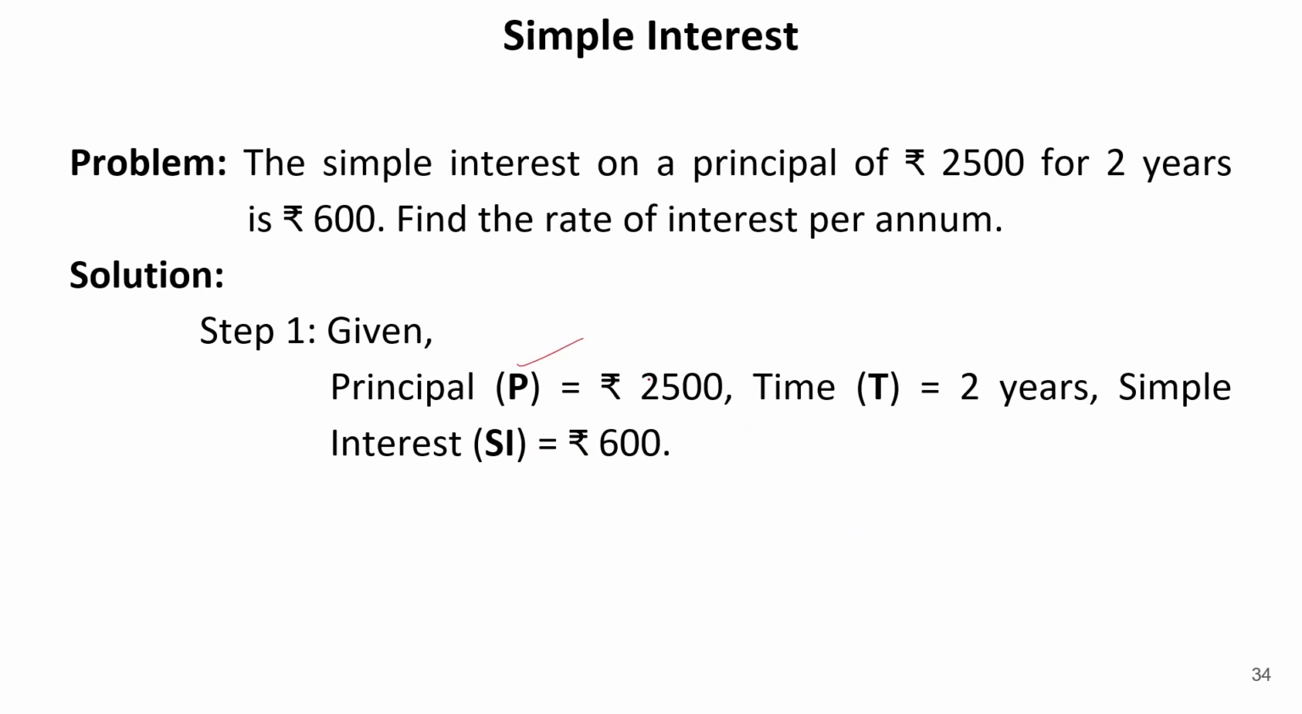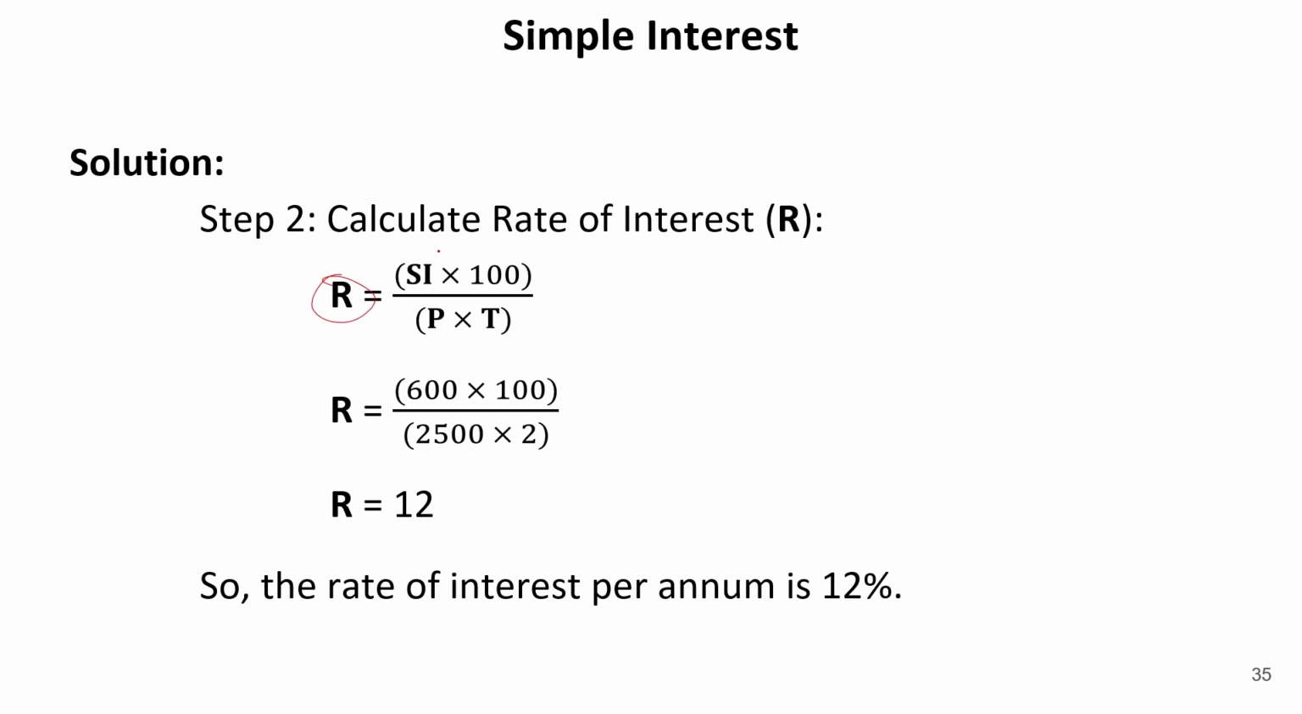So given the principal amount, that is 2500, time period, that is 2 years, and simple interest, that is 600, R is equal to what? SI into 100 whole by P into T. So R is equal to 600 into 100 whole by 2500 into 2. So R will be what? 12. So the rate of interest per annum will be 12%, right?